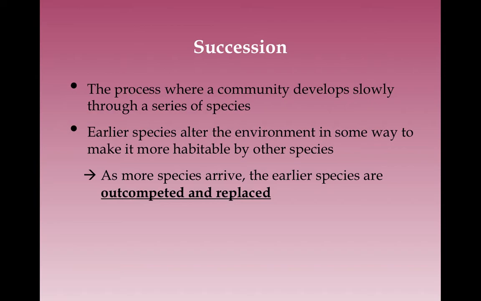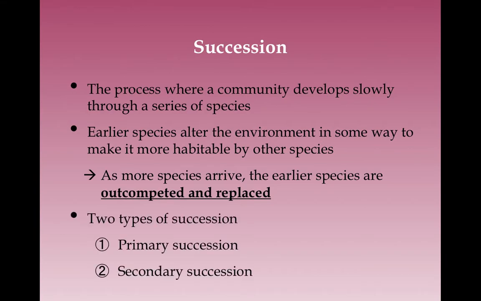So the way this happens is that the initial species that are there alter the environment somehow, and that changes the environment so that new species can then colonize the area because of how the former ones have changed it. So as it says here, as more species arrive, the earlier species are usually outcompeted and replaced. And what's interesting about succession is this tends to happen in a predictable pattern. So there are two types of succession. There's primary and secondary. So pretty straightforward.